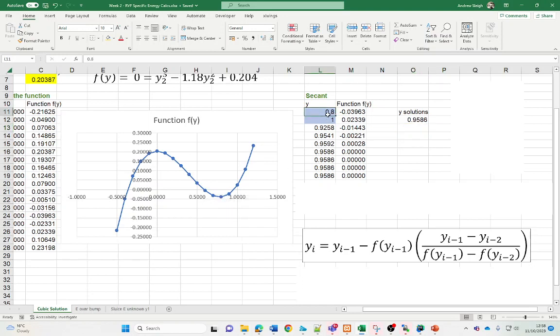0.7, so let's try that. 0.5 and 0.7. Okay, it's zoomed in with the secant method and got 0.5852.